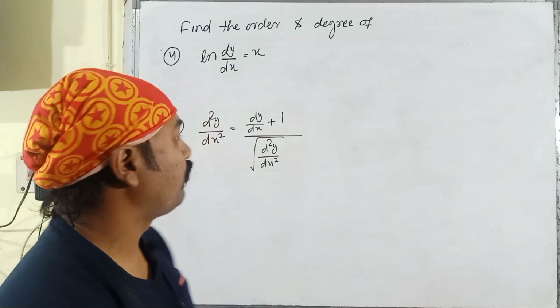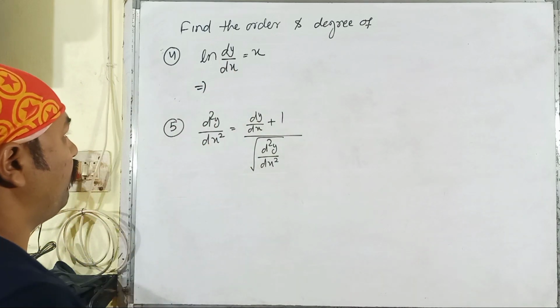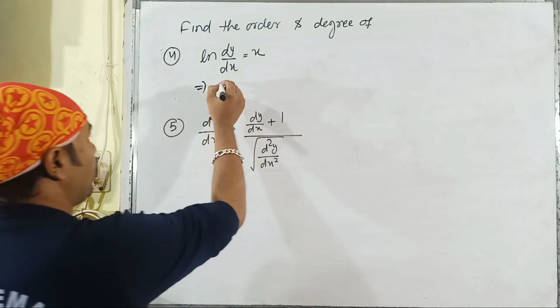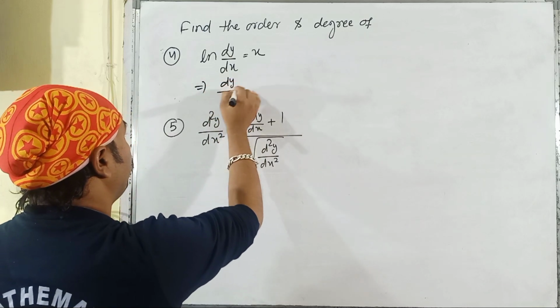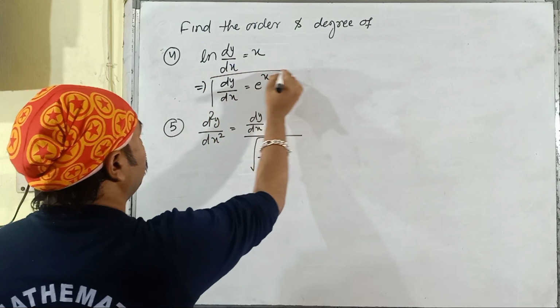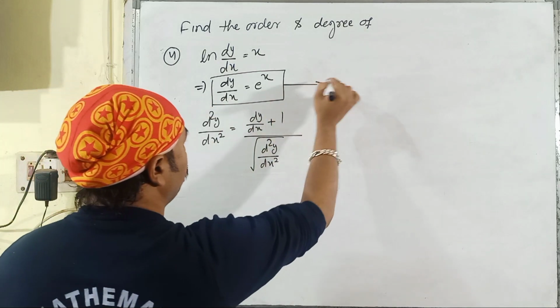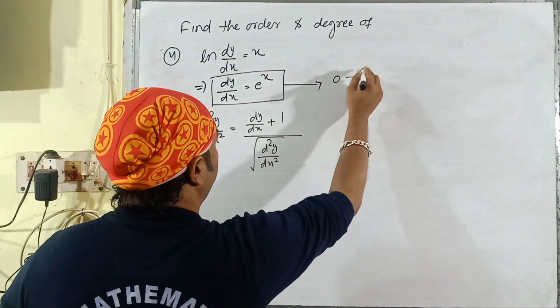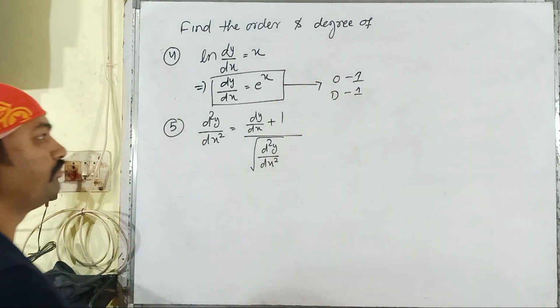Then coming to the next problem, it is ln dy upon dx is equal to x. So by using the concept of logarithm, we can write dy upon dx is equal to e to the power x. So from here you can see that this is the highest order derivative term. So order is equal to 1 and degree also equal to 1.